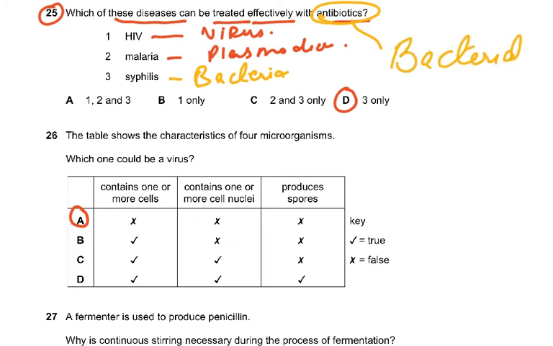But please do not mix this with the other word, antibodies. Your lymphocytes make antibodies. We are not talking of that, we're talking of antibiotics. So that is why the answer was only syphilis.